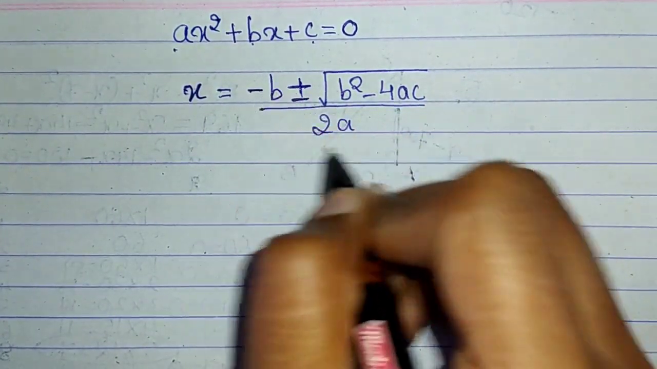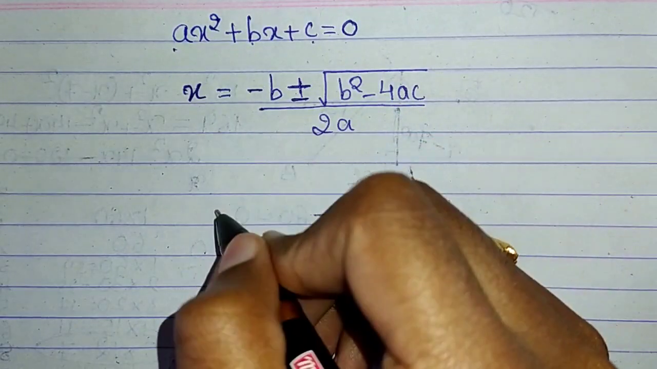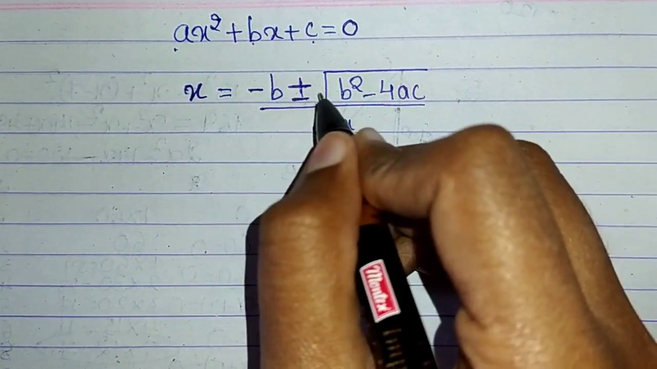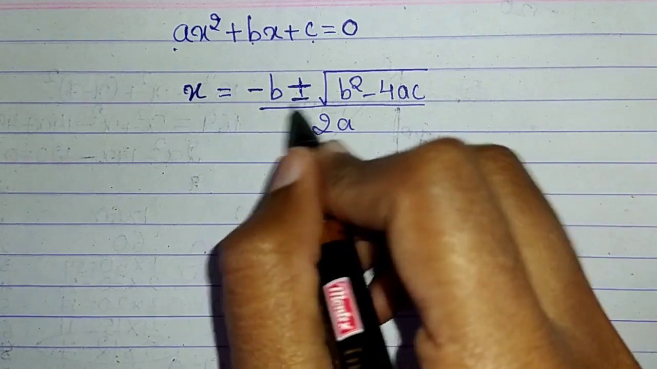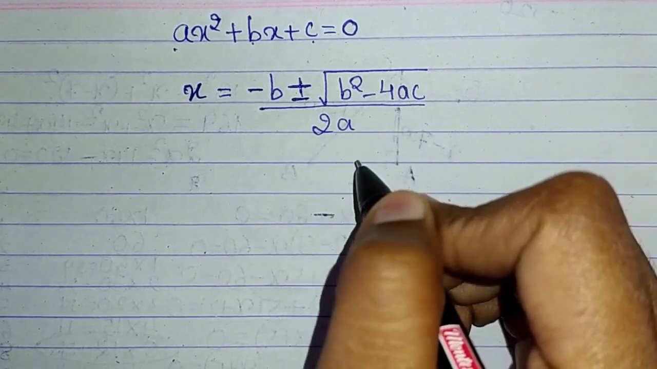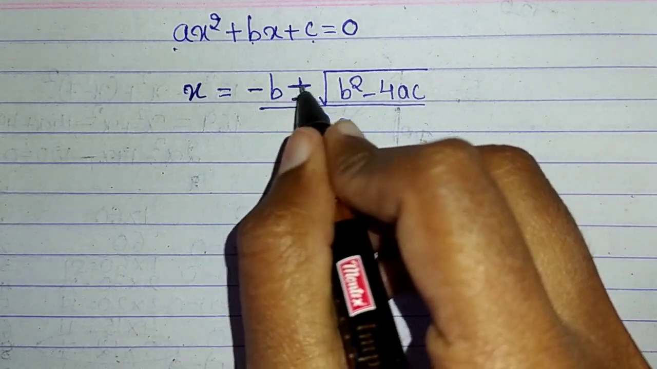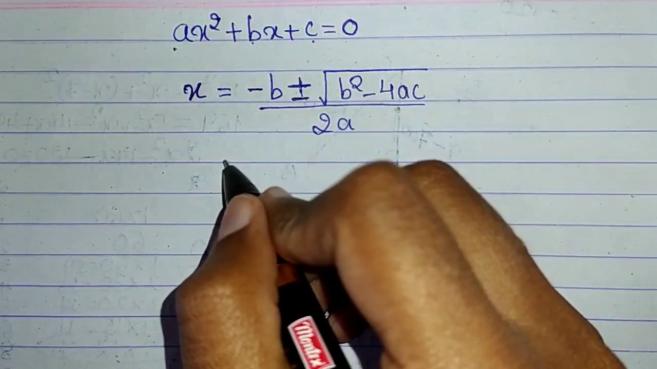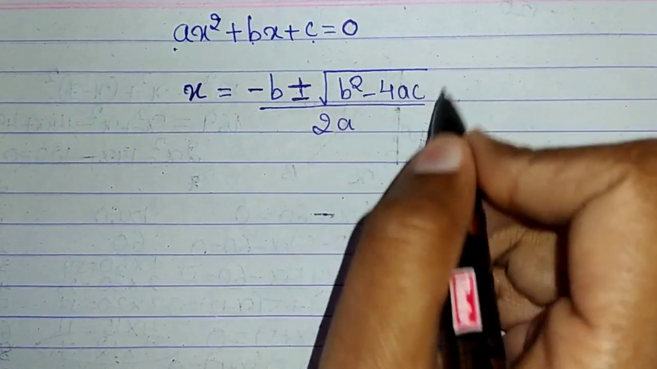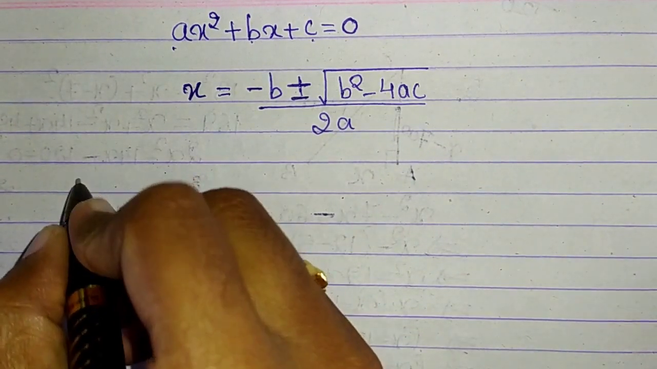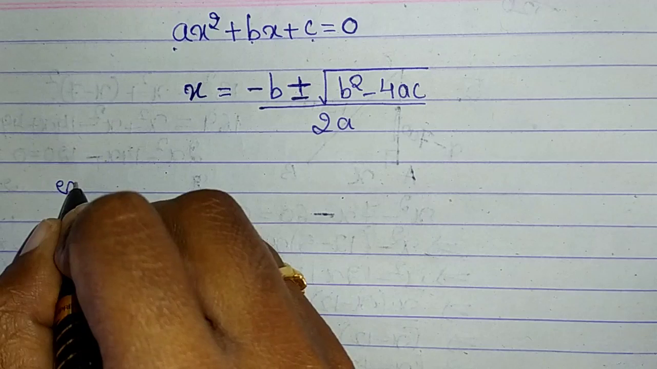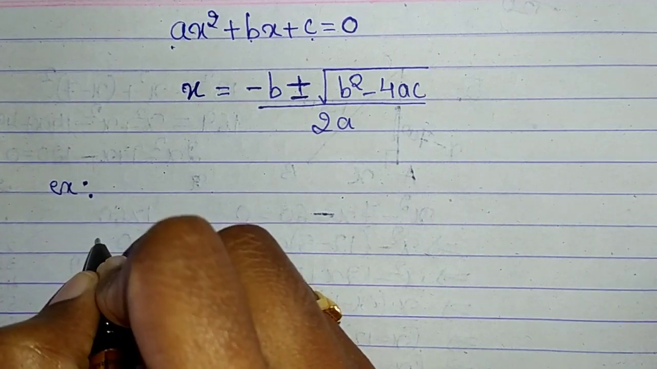So this expression can be split into two parts: (-b + √(b² - 4ac)) / 2a, and also (-b - √(b² - 4ac)) / 2a. The plus gives one root of the equation, and minus b minus gives another root of the quadratic equation. Now to see how it works, let us look at example 11 from the chapter.